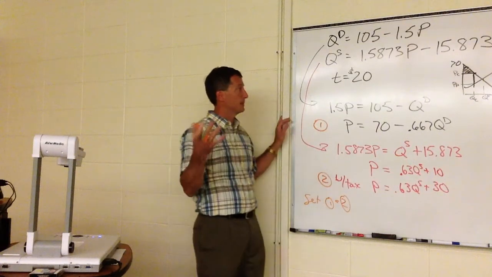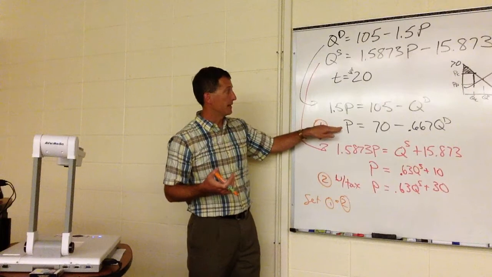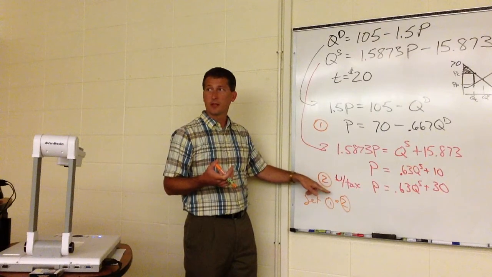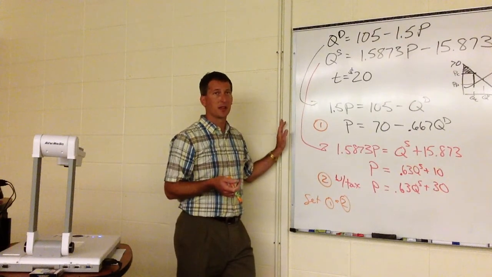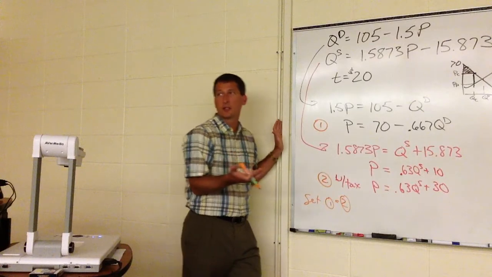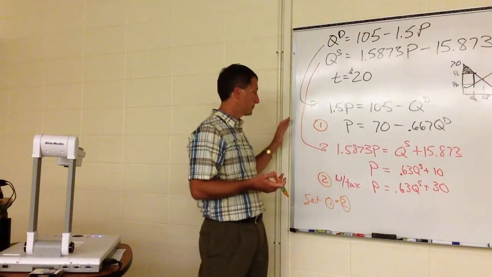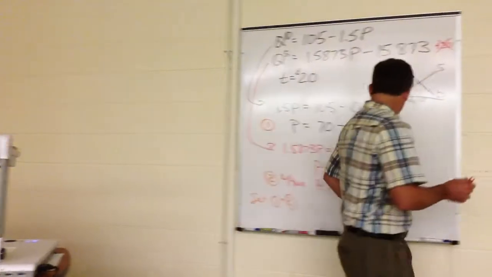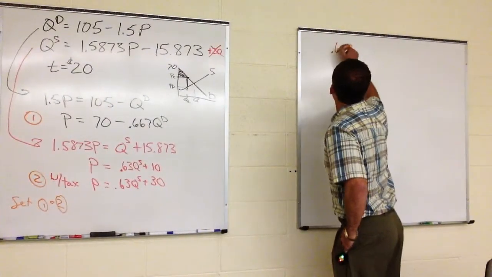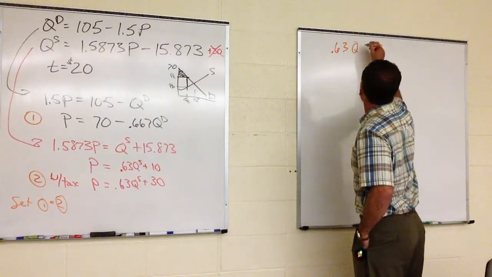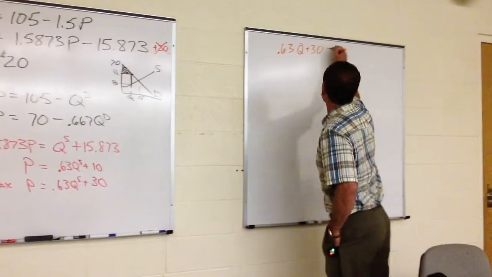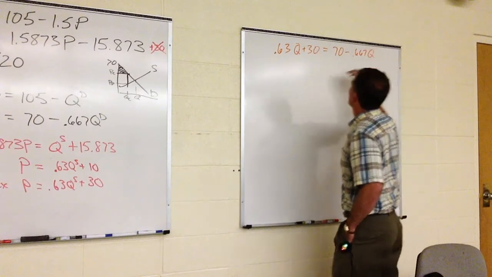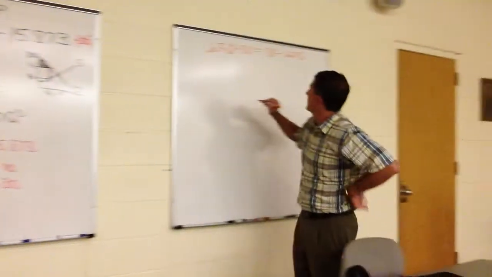Technically, we're going to need this equation to set them equal to each other later, so I would tend to just do that anyway. There might be circumstances where you just need the intercept, and that would be fine too. All right, so what do we get then? 0.63 quantity plus 30 is the supply curve, equal to the demand curve of 70 minus 0.667 Q. Solve for Q. What'd you guys get?